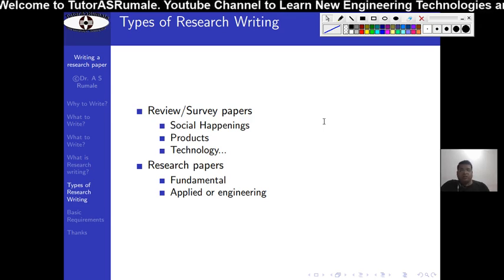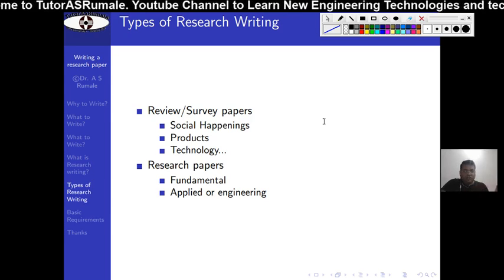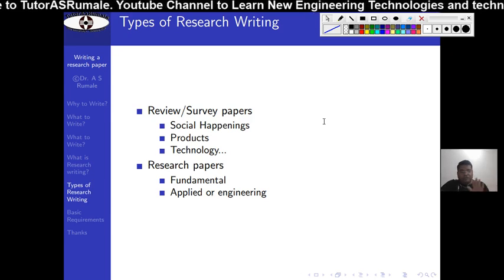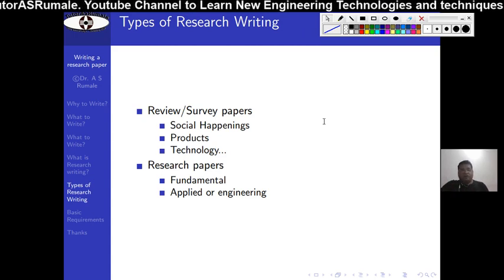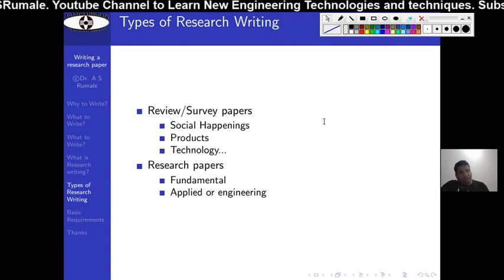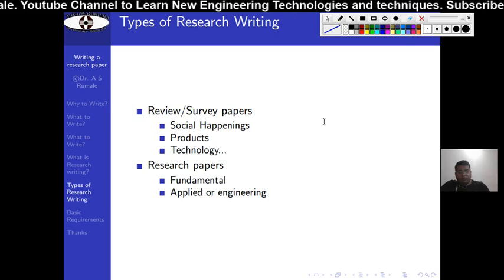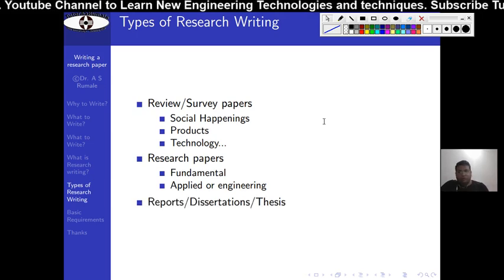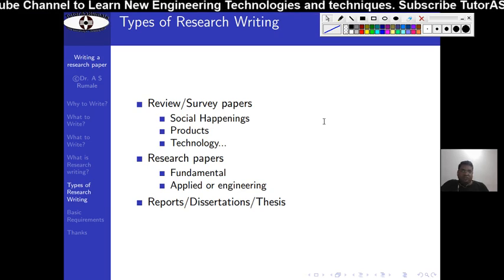The academics generally go for applied or engineering research. You already have a certain knowledge base, and based on that knowledge base, you are putting some facts, you are trying to find out the gap, and that is what we call applied or engineering research. That you can write. But for fundamental research you require to literally go through much hardship. Then you can write reports, dissertations, thesis.